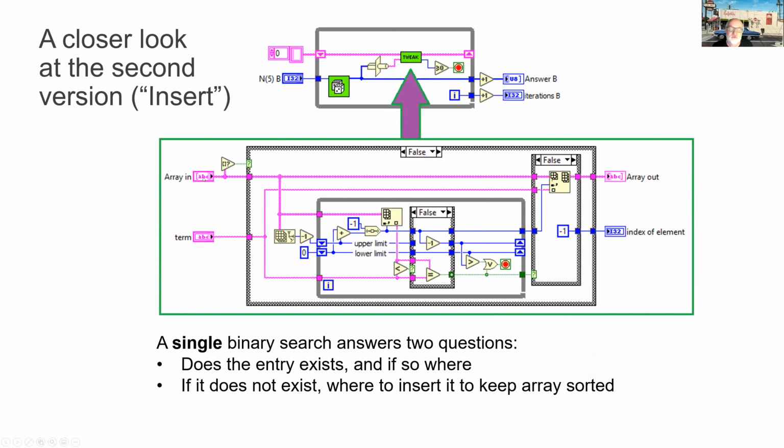It assumes it's sorted. And a single binary search answers two questions. Does the entry exist? And if so, where? Or if it does not exist, where do I have to insert it into the array so the array remains sorted, right? It's a sort of memory thrashing, because that array grows all the time, and when you have to insert, you have to move everything up.